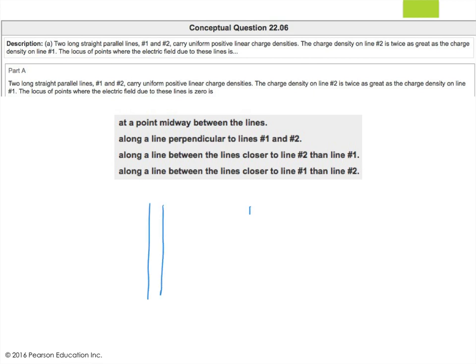This question has to do with 2 long infinite wires that have a particular charge per unit length, or density. I'll call this one 1 and this one 2. What we're told is lambda 2 is equal to 2 lambda 1. So this is lambda 1, the charge per unit length of wire number 1. Wire number 2 has twice that charge per unit length.